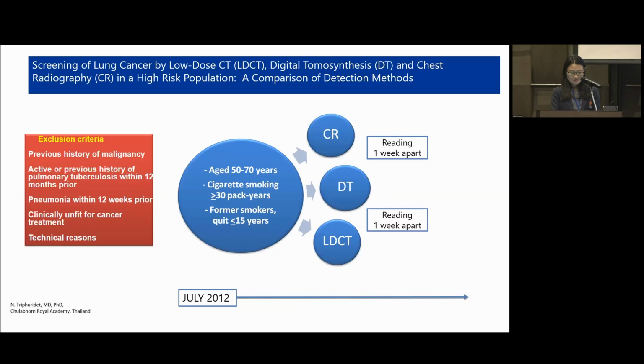Our inclusion criteria is 50 to 70 years old, which is 5 years lower than in the NLST at that time, because we have a lower life expectancy than American people.